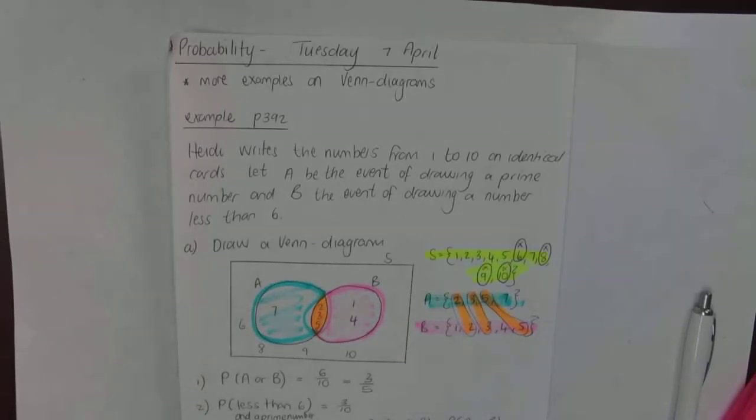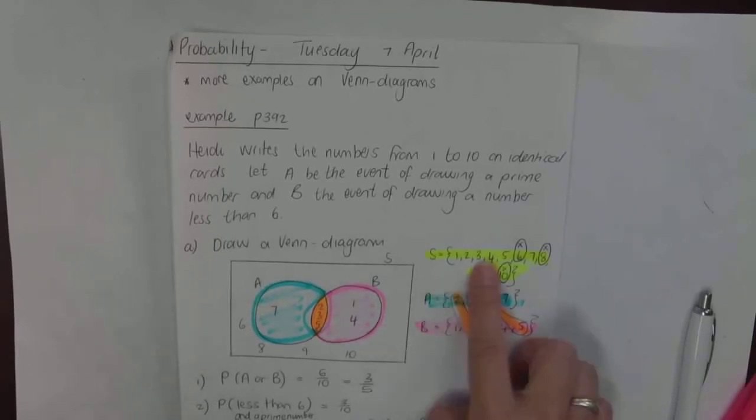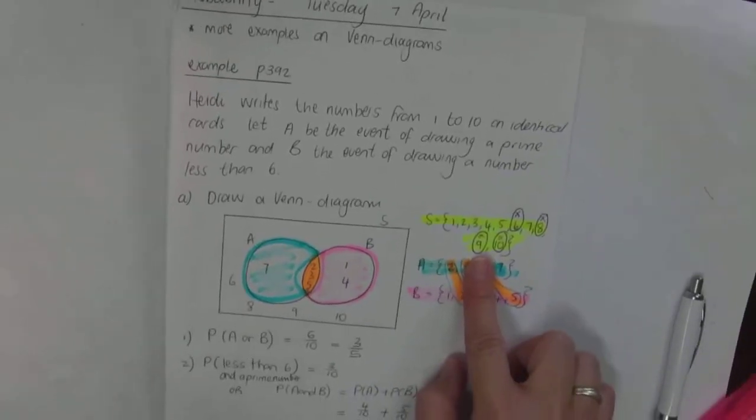So out of your textbook, there's an example on page 392. It's Heidi writing numbers down from 1 to 10, with event A being a prime number and event B being a number less than 6. So I've added my colors. I have written down my numbers in my sample space.